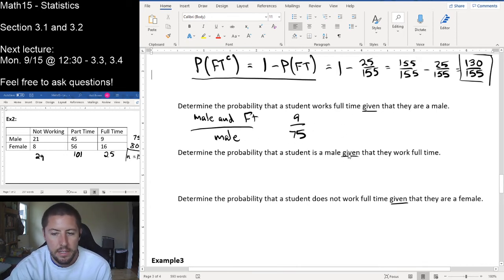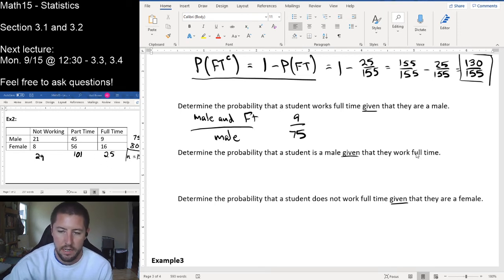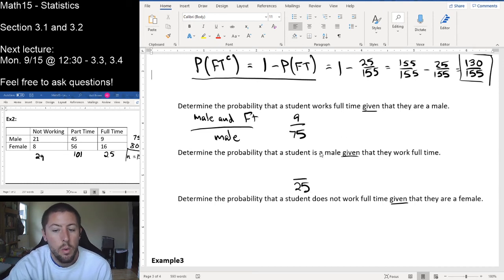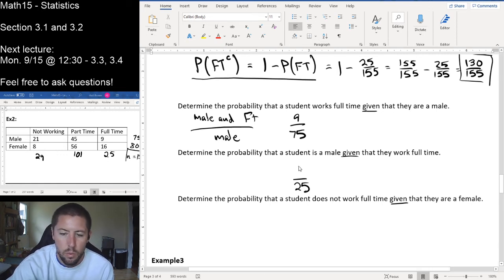Very similarly, in our next example, it is given. We know that they work full time. So we're counting out of just the full time people. I have 25 total full time people. Those are the ones in consideration here. Given that they work full time, that's the phrasing that tells me that we're going to be dividing by 25 right here. Which ones are we interested in? Well, just the males out of the full-time workers. So it looks like 9 out of the 25 full-timers were males.